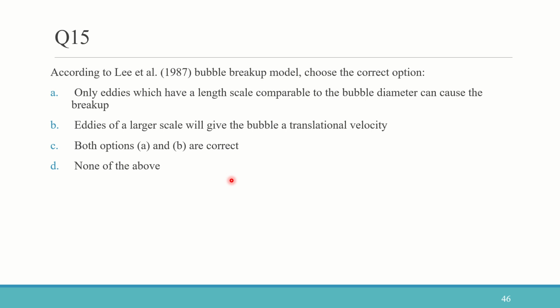In option A, it is given that only eddies which have a length scale comparable to the bubble diameter can cause breakup. This is true. In other cases, there would not be any significant impact. So eddies which have a length scale comparable to the bubble diameter will lead to breakup, other cases it won't. And eddies of a larger scale will give the bubble a translational velocity. So both the statements are true. Therefore, the answer is option C. Both options A and B are correct. Let us go to question 16.